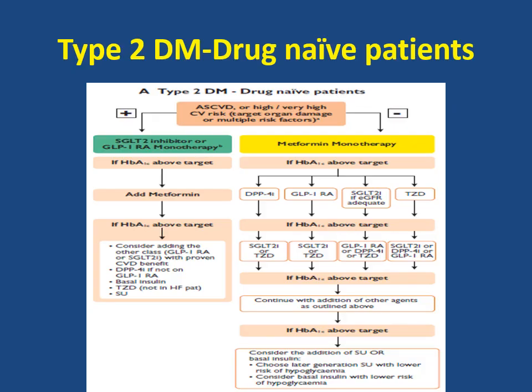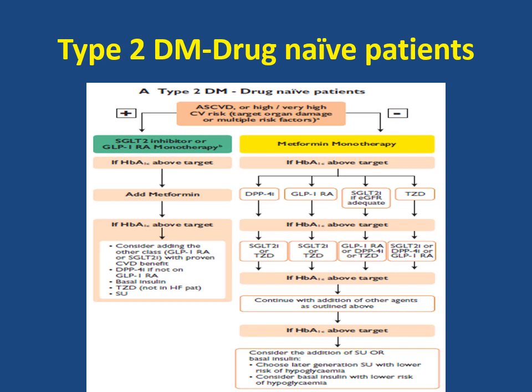Which drug to start with in patients with type 2 diabetes? We should classify patients with type 2 diabetes into two major categories. The first category is the drug-naive category. If patients with type 2 diabetes are drug naive, we should look for the presence of atherosclerotic cardiovascular disease or presence of high risk or very high risk diabetic patients.